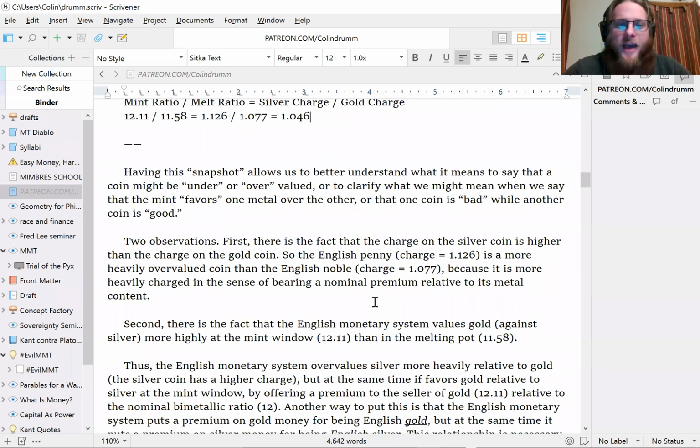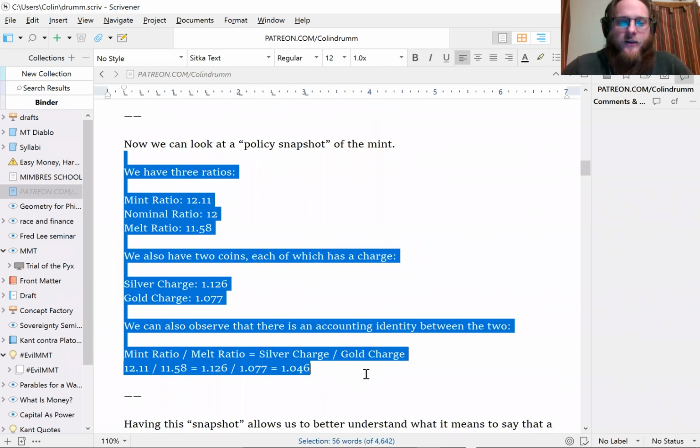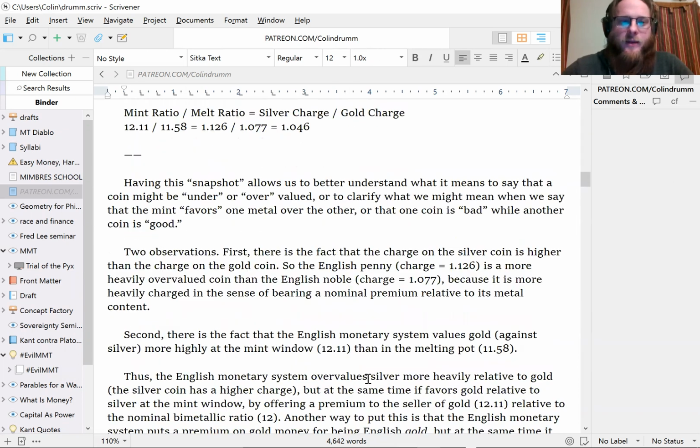Okay, so now that we have these numbers, we can clarify something that really confused me a lot before I figured this stuff out, when I was reading about the history of money. One of the interesting things is whether or not coins are over or undervalued, good money, bad money. All these things are very interesting. You can read about it in my dissertation. But the problem is that the way these terms are used in a lot of the literature is kind of ambiguous, and there's a few different things that might be meant by it. And so understanding this set of numbers is going to help us understand the different things that might be meant by this.